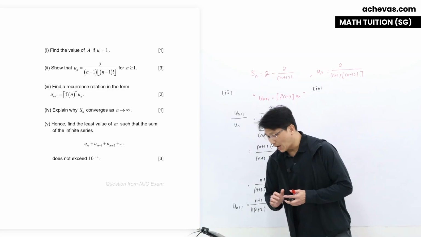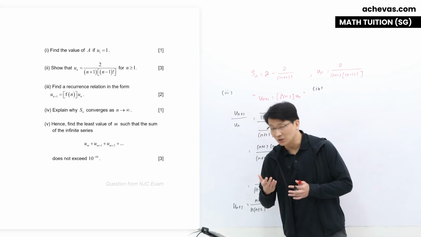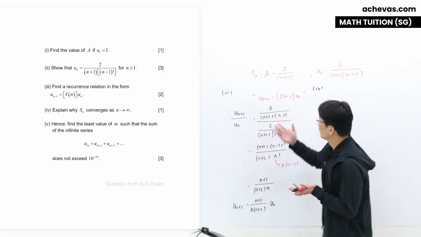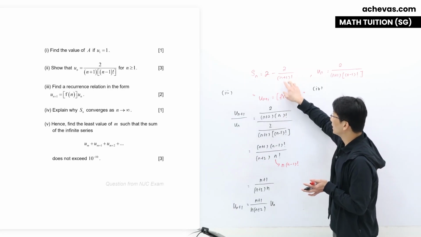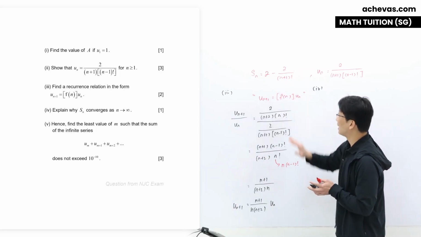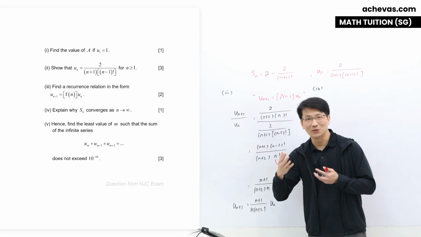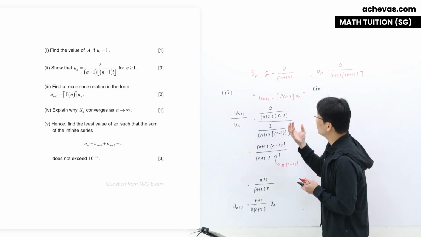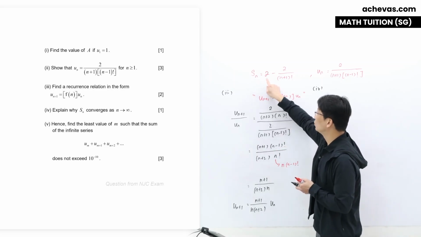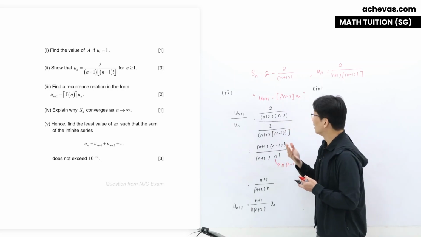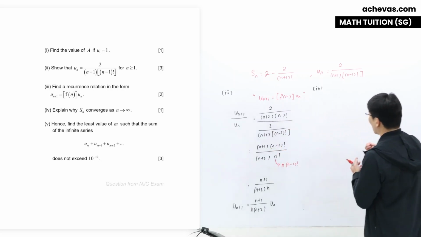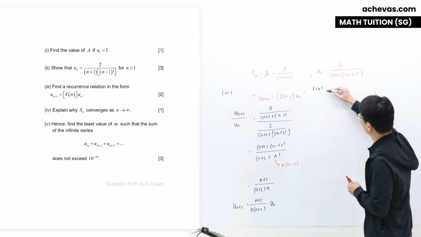For part 4, we are asked to explain why Sn converges as n tends to infinity. When n tends to a very large value, this denominator is very large, so 2 divided by a very large number will actually become 0. So when n tends to infinity, Sn will tend to a value of 2. So we know it's a converging sequence here. We can write down something like this.